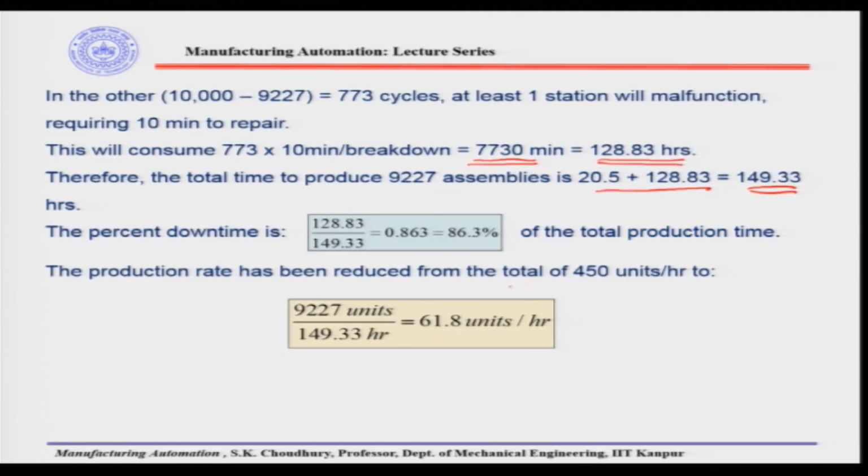Instead of that, what we are having is 9227, this is produced in 149.33 hours, and this is taken 61.8 units per hour. So, just compare that we could produce ideally without breakdown 450 units per hour, and now we are producing 61.8 units per hour only because of the one station breakdown in 100 cycles.